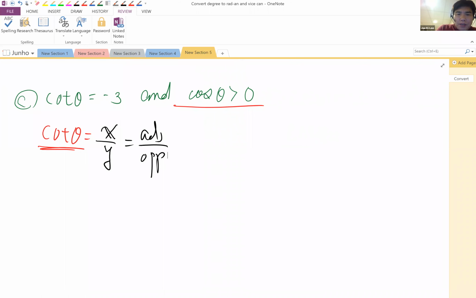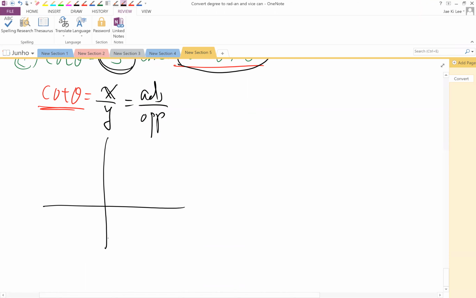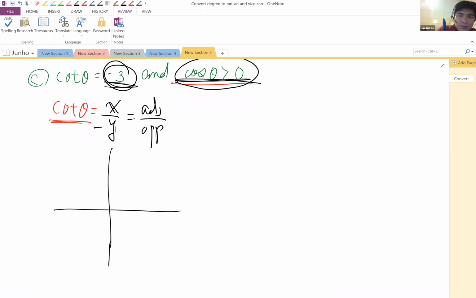Now we're gonna find out. So this value becomes negative, but cosine is positive. So I guess this is also the fourth quadrant. Makes sense? Because the cosine is positive, but the value becomes negative, which means y becomes negative. So I can make a small triangle like this, and the theta. And negative 3 means 3 over negative 1. So we have 3 and negative 1 so far.